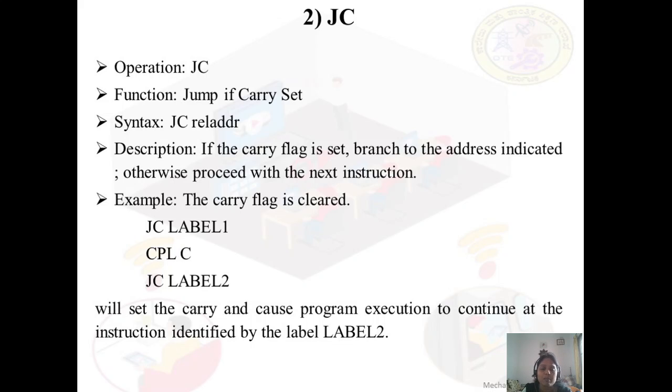Let us consider an example. In this, we will assume that our CY is 0. Carry flag is 0. Understood? So JC label 1. In case of JC, it has to jump only if CY is equal to 1. But here we have assumed CY is equal to 0. That is why it will continue with the next instruction, that is after JC label 1, it will go with the CPL C. Then JC label 2. If here CY is equal to 1, then it will jump to the label 2. Else it will continue with the flow of the program.